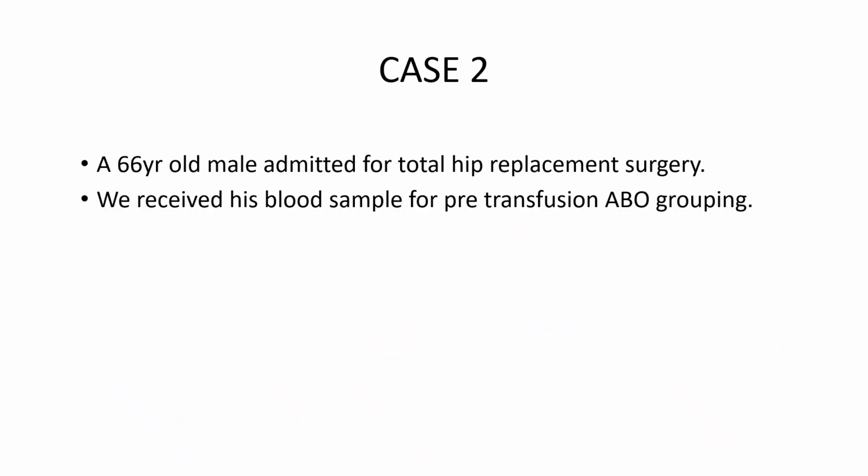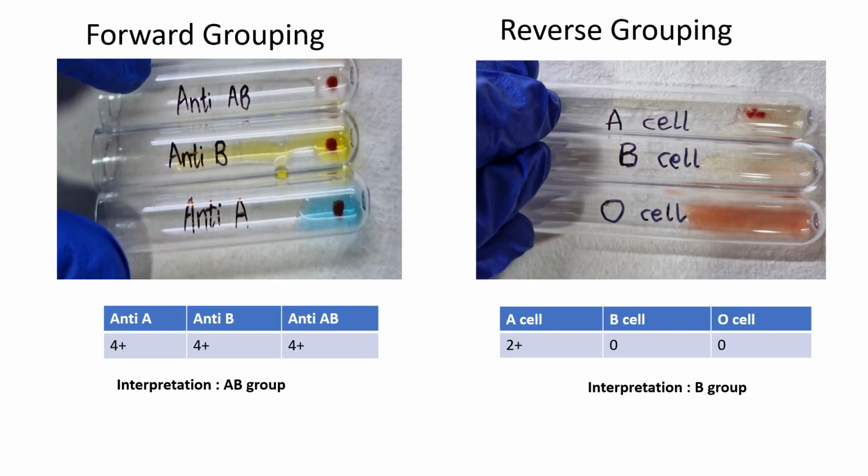We had another case of a 66-year-old male who was admitted for total hip replacement surgery. We received his blood sample for pre-transfusion ABO grouping. These are the results of forward and reverse grouping.